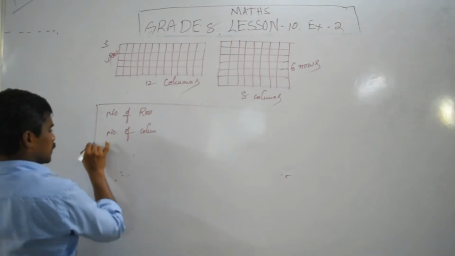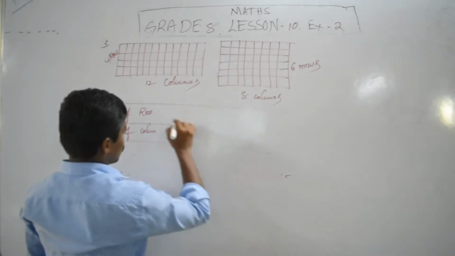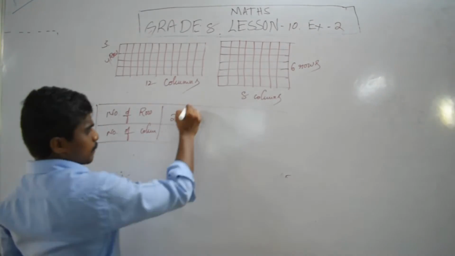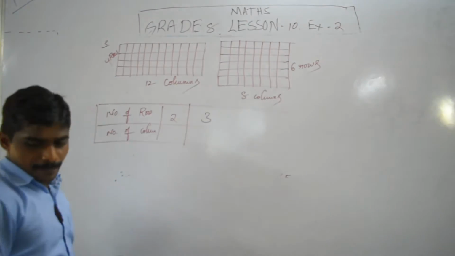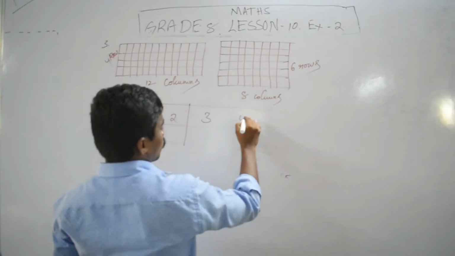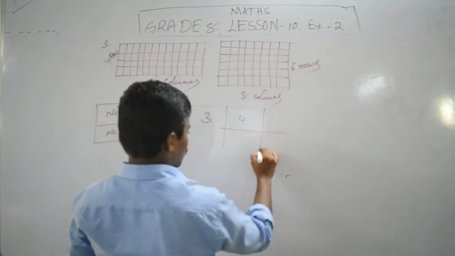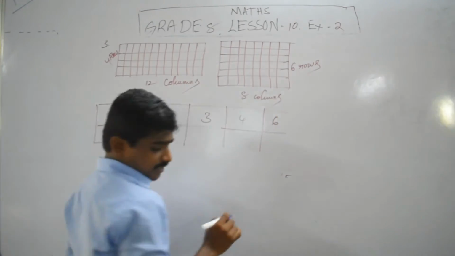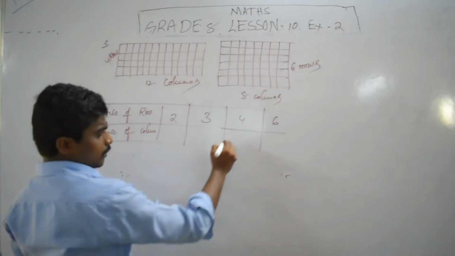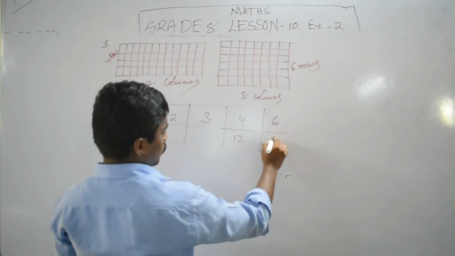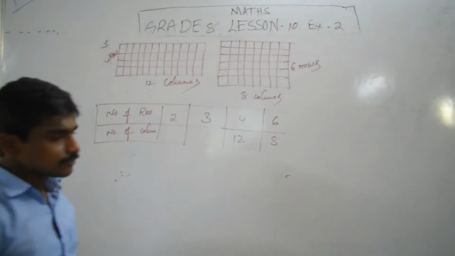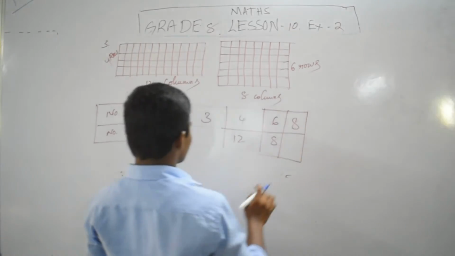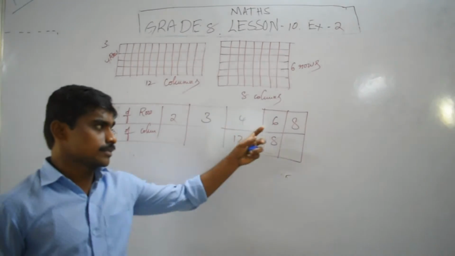They are asking, with 2 rows, how many boxes? 3 rows, how many boxes? 4, how many? 6. Here 4 rows, 12 columns; 8 columns, here 8 given. So here how much, here how much, here how much?